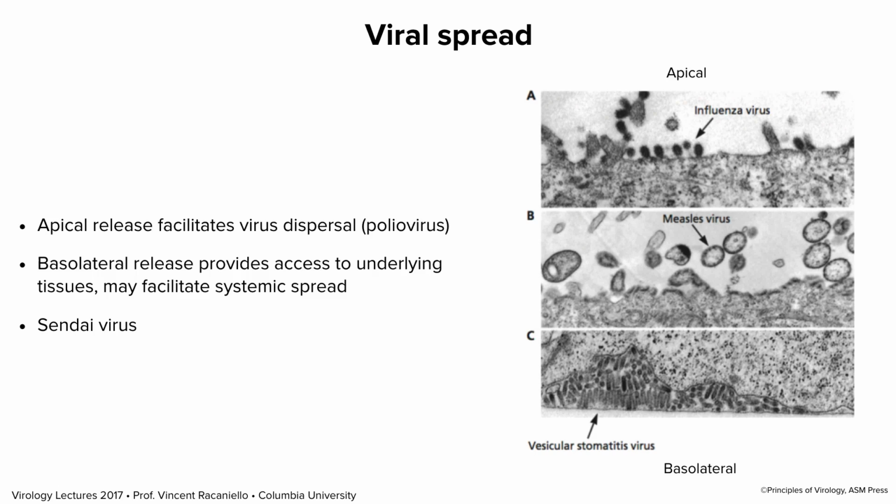And so that makes sense. You can't spread unless you're released from the basolateral domain after replication in the cell. So a virus like influenza, released at the apical domain, is not likely to be able to spread.